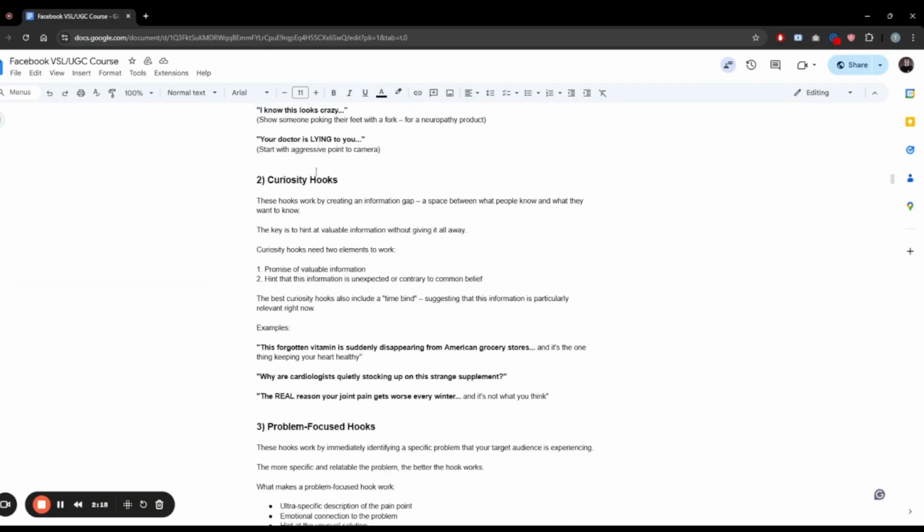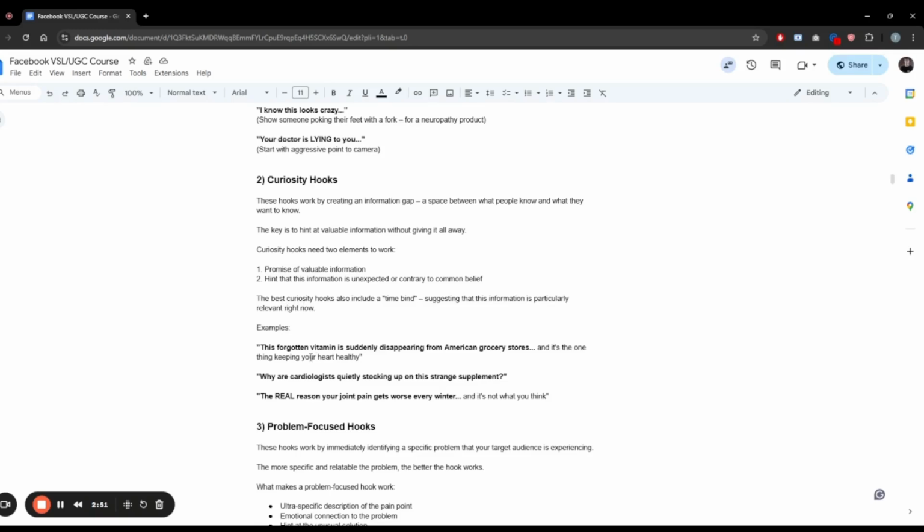And then you can have curiosity hooks. These hooks work by creating an information gap, a space between what people know and what they want to know. So the key is to hint at valuable information without giving it all away. And curiosity hooks need 2 elements to work. First, they need to promise valuable information. And second, they need to hint that this information is unexpected or contrary to common belief. And the best curiosity hooks also include a time bind, suggesting that this information is particularly relevant right now.